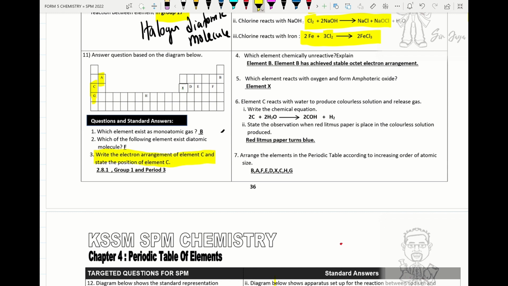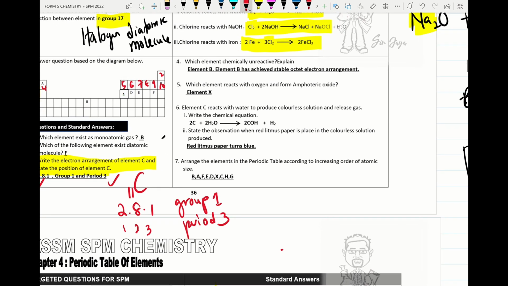Write down the electron arrangement of element C and state its position in the periodic table. So the element C is here. We write down the proton number 1, 2, 3, 4, 5, 6, 7, 8, 9, 10, and 11. So C will be 11, and that will be 2.8.1. So we already answered the electron arrangement. Since the valence electron is 1, we put group 1. And we count a total of 3, so that means element C belongs to period 3. All right, we move on to the next question.